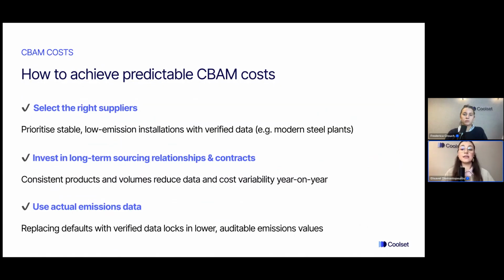By prioritizing these low emission installations or adding this as a point for procurement when setting new suppliers, you're already setting yourself up for lower and more stable costs, probably. And related to that, these long-term sourcing relationships will make a big difference in the future, because when we have a consistent relationship, we have consistent data, and therefore we have consistent CBAM costs that can be predicted beforehand. And then whenever possible, we really suggest that you use actual emission data rather than the default values. It takes some effort, but it's worth it, since most probably you're going to lower your costs.